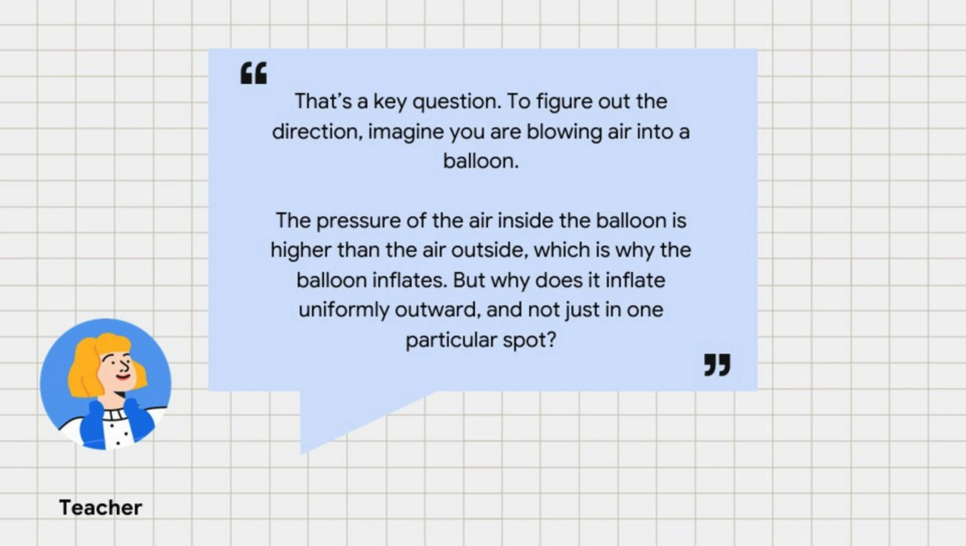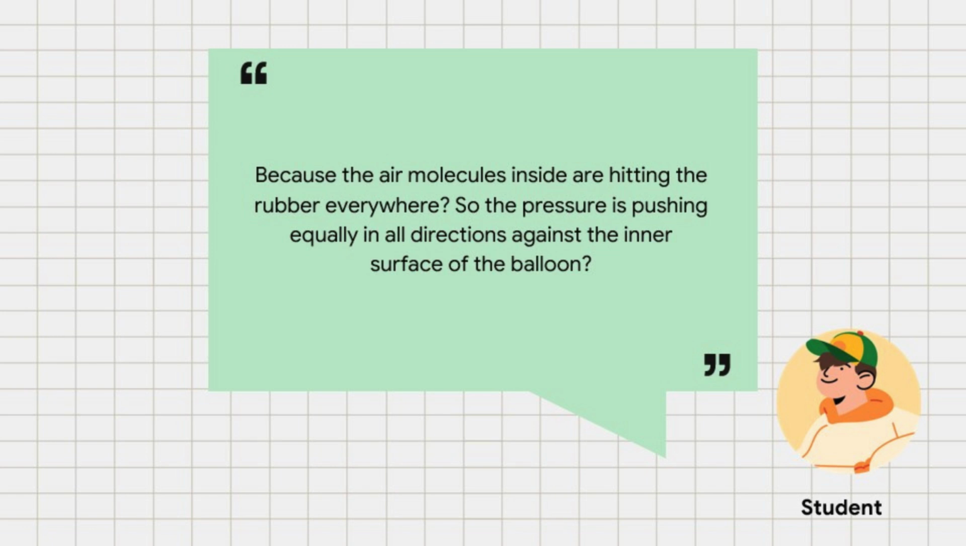That's a key question. To figure out the direction, imagine you are blowing air into a balloon. The pressure of the air inside the balloon is higher than the air outside, which is why the balloon inflates. But why does it inflate uniformly outward, and not just in one particular spot? Because the air molecules inside are hitting the rubber everywhere? So the pressure is pushing equally in all directions against the inner surface of the balloon?